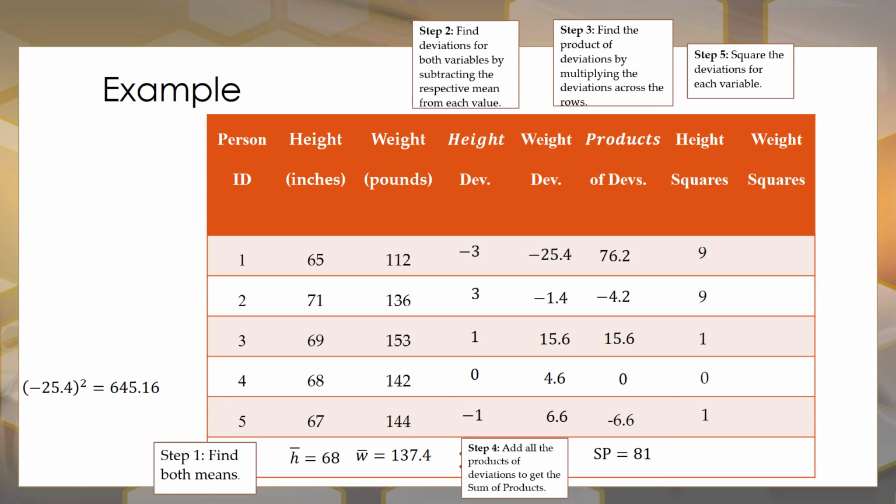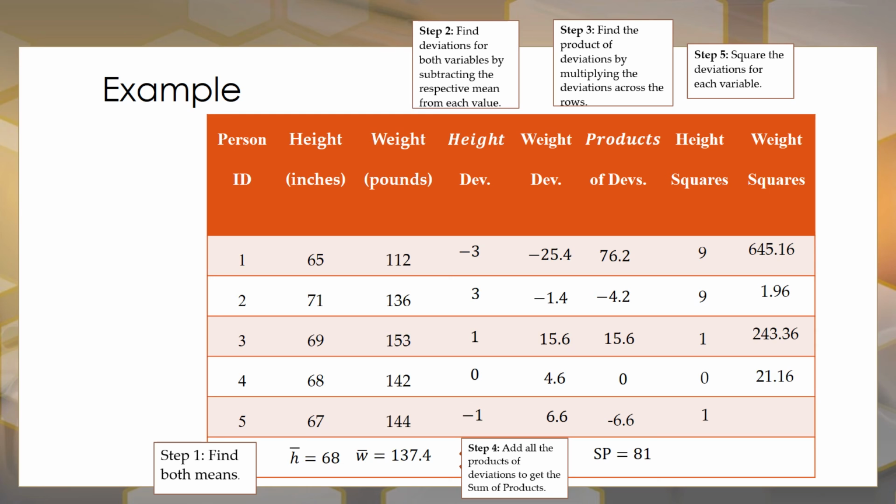And now we're going to do it for the weight. So we have -25.4 for the first person for their weight deviation, and we square that to get 645.16. We put that there in our table. And then we do it for the second person, and they had a -1.4 weight deviation, and we square that to get 1.96. Then we do it for the third person, we get 243.36. Then we do it for the fourth person and get 21.16, and for the last person we get 43.56.